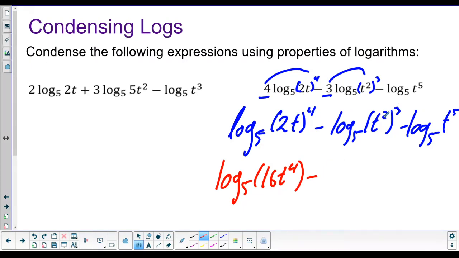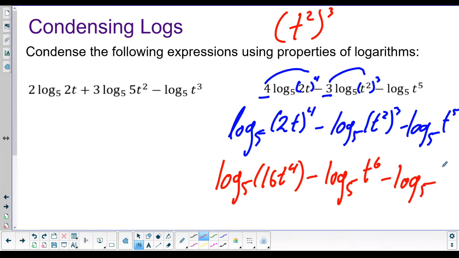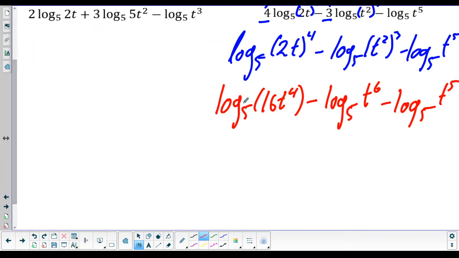Minus, when you have a power to a power like this, t squared to the 3rd, all you have to do is multiply the exponents together. So 2 times 3 is 6. So this will be log base 5 of t to the 6th minus log base 5 of t to the 5th. All right, now we have just logs being added and subtracted together, no coefficients. So we're going to use our product and quotient properties to rewrite this.